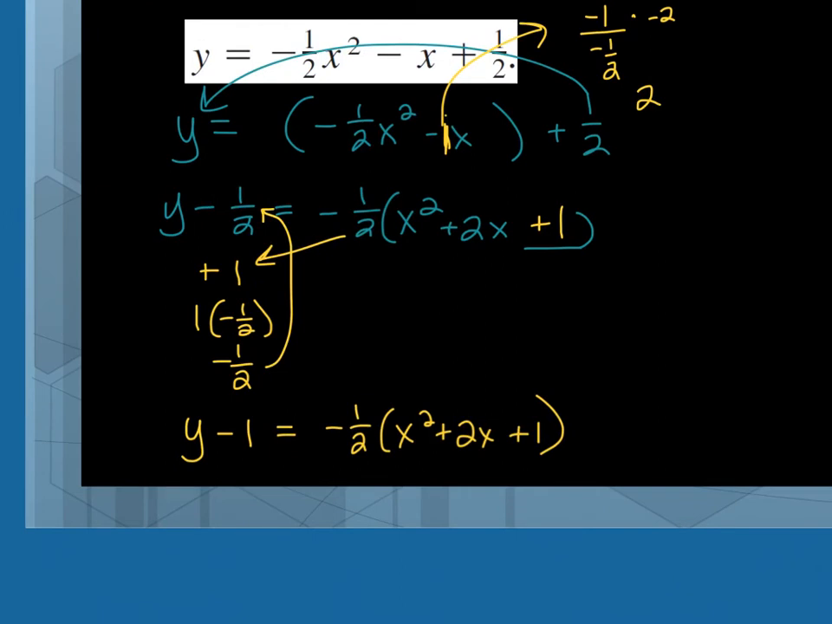Now I put that into perfect square trinomial form, so I'm going to factor it. Y minus 1 equals negative 1/2. Square root the first term, square root the last term. Take the sign from the middle, put it in the parentheses, and square it.